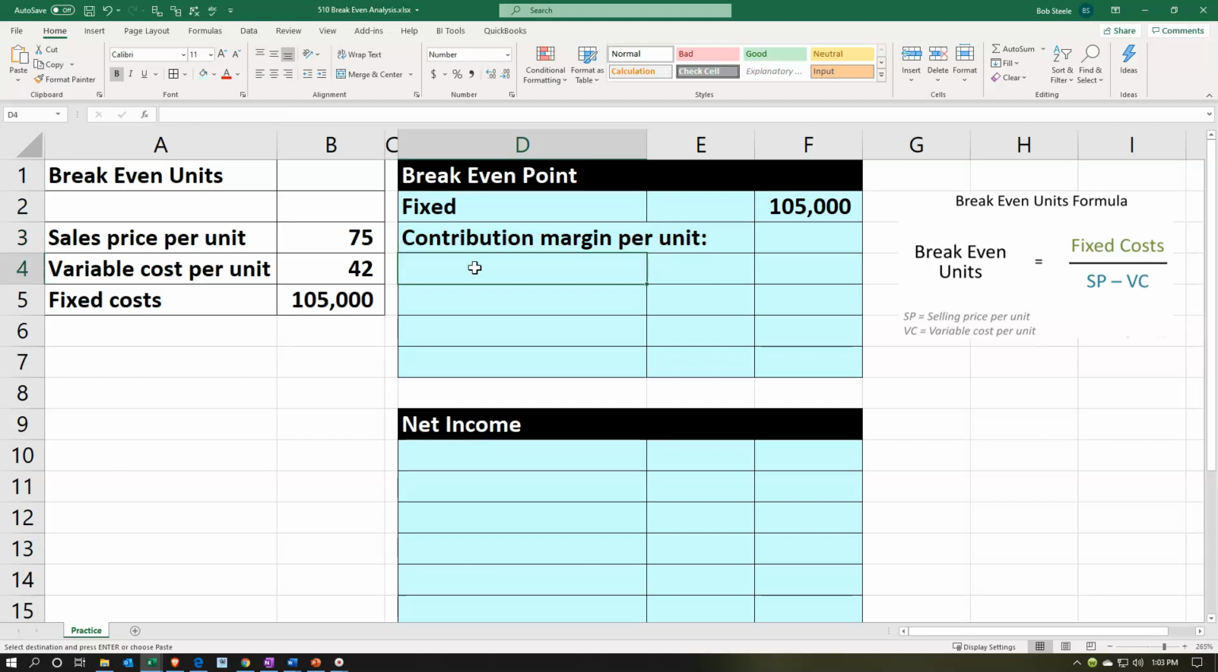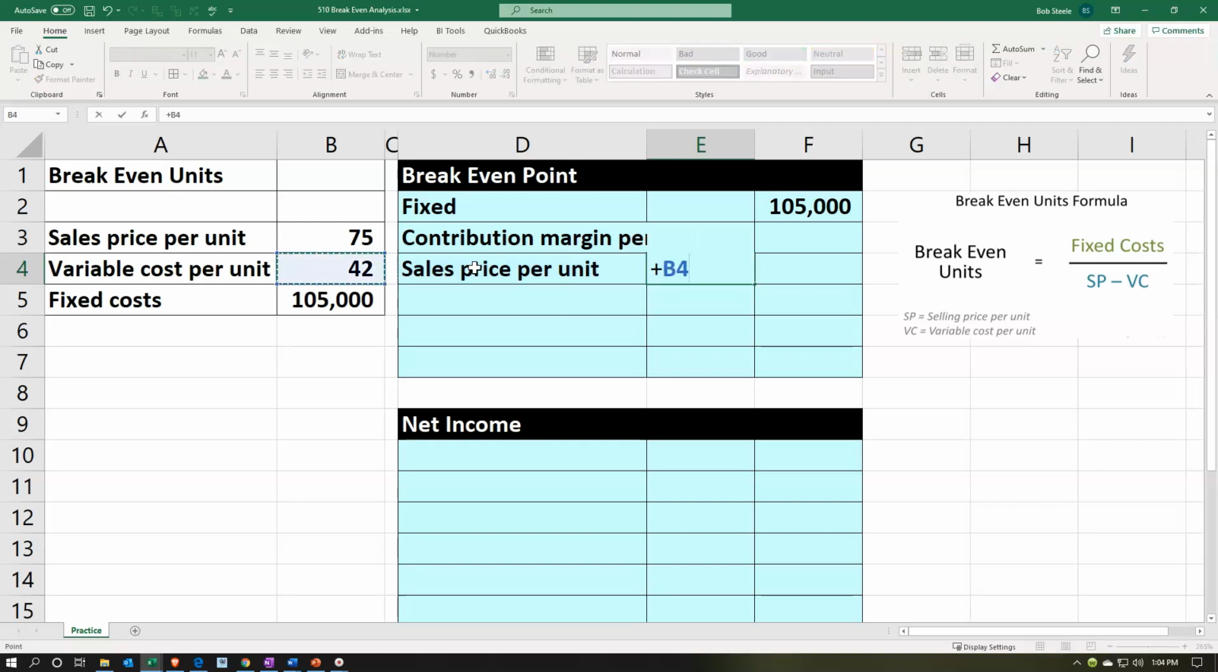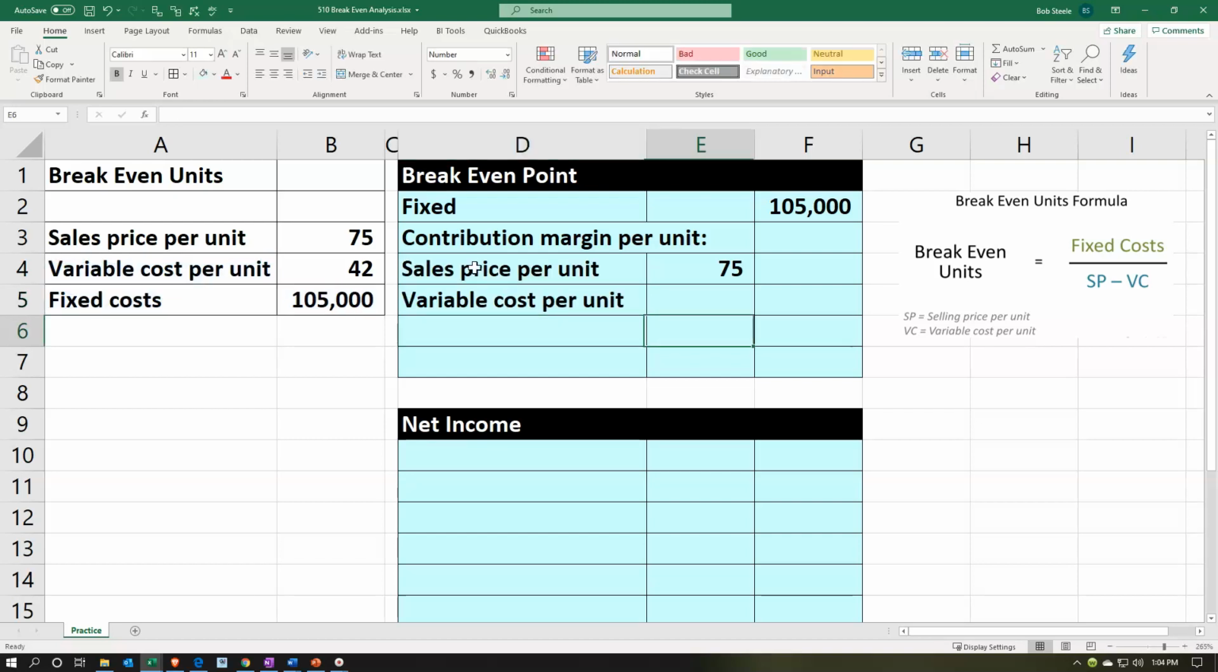You don't see this on the income statement because the income statement is breaking down costs by what they're used for, not by the behavior of the cost. We're breaking these down by behavior. So then we're going to take the sales price per unit. So this is the unit sales price. It's going to be the $75. That's per unit. And then we've got the variable cost per unit. Variable cost per unit is going to be the $42.